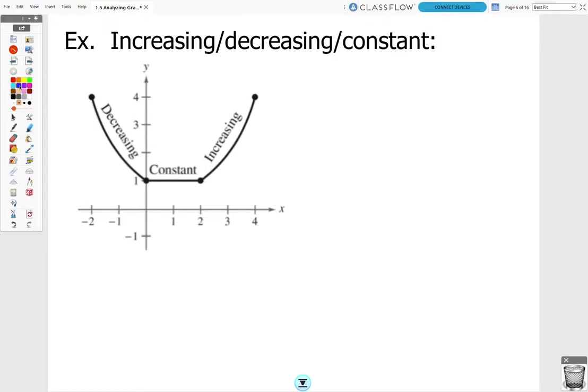So here we're going to take a look at areas of a graph where we can see portions of the graph either increasing, decreasing, or staying constant. We are talking about intervals within this graph. Those intervals are the x values. So we're looking at the x values in which our graph increases, decreases, or stays constant. These are only the x values.